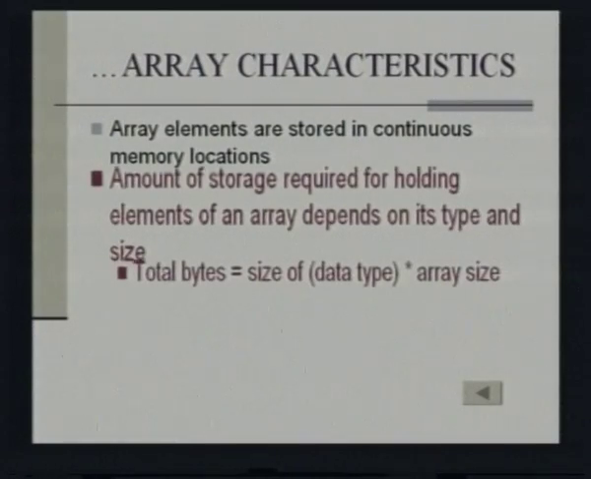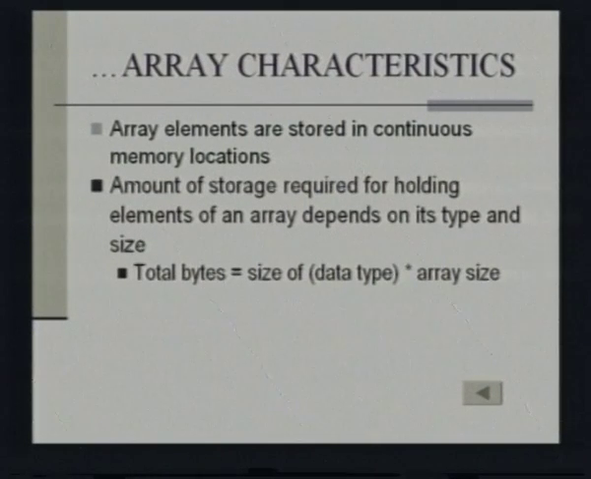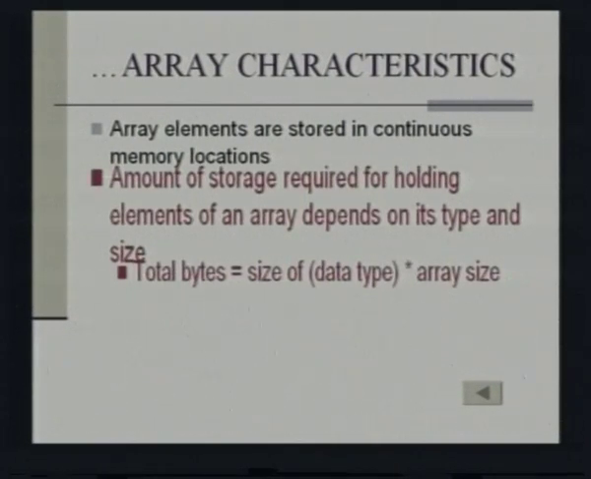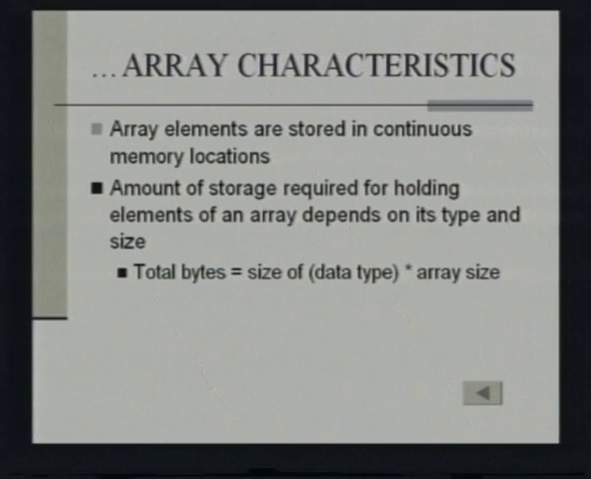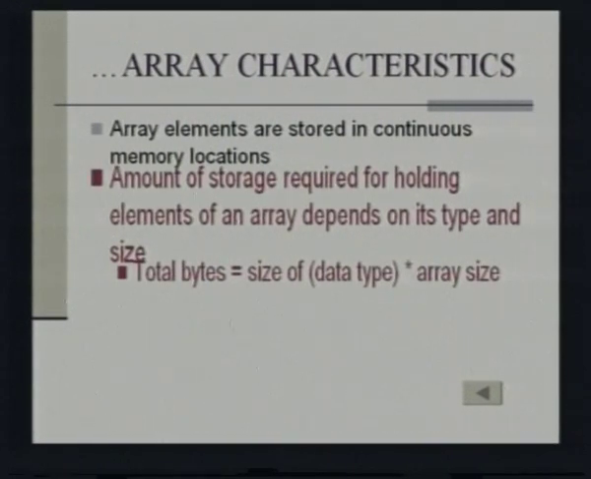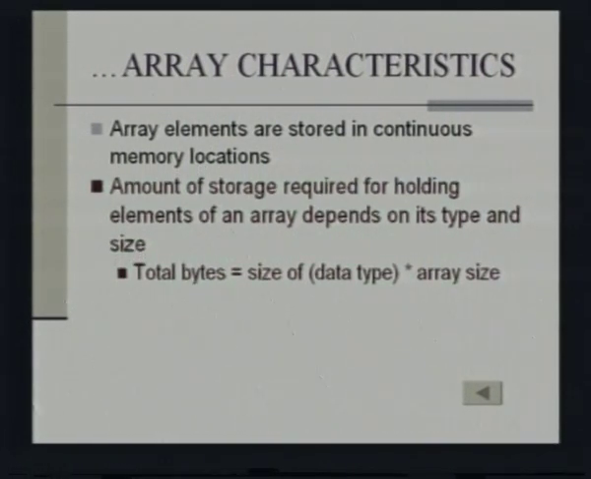The amount of storage required for holding the elements of an array is computed by this formula. It depends upon the data type of the array and the number of variables it holds. So the total bytes of memory allocation is the size of the data type times the array size. If I say int a[5], a short int normally occupies 2 bytes. So the size of the data type is 2 and the array size is 5. So 5 into 2, 10 bytes. This is the total amount of storage required for that array. This is how it is computed.